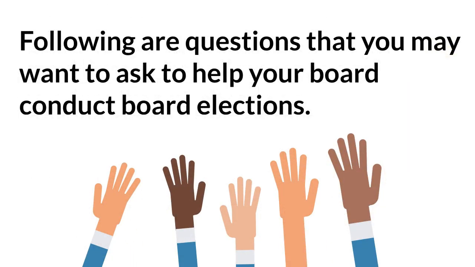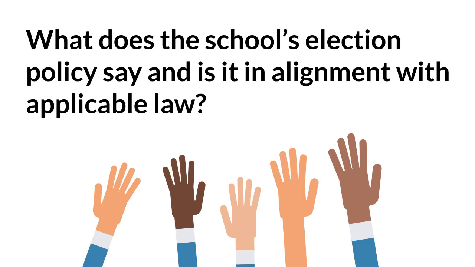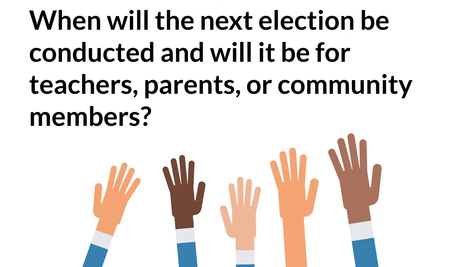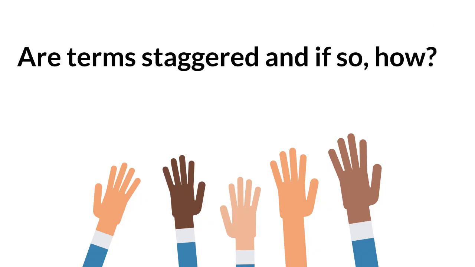Following are questions that you may want to ask to help your board conduct board elections. What does the school's election policy say, and is it in alignment with applicable law? According to the board's bylaws, what is the board structure, and how many teachers, parents, and community members serve on the board? When will the next election be conducted, and will it be for teachers, parents, or community members? Are terms staggered, and if so, how?